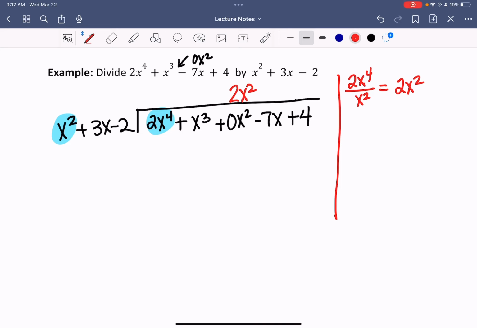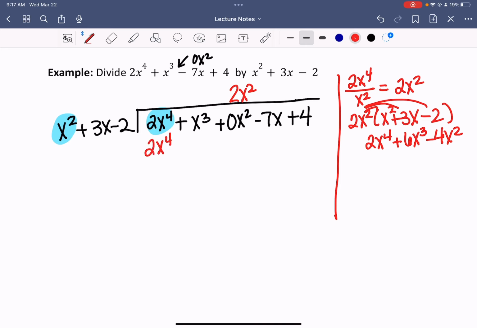Now I'm going to multiply. And again, if you need to say 2x squared times everything out front, no shame in doing some little scratch work over here to the side. I'm distributing this out. That gives me 2x to the 4th plus 6x cubed minus 4x squared. And that's what I'm going to place over here. 2x to the 4th plus 6x cubed, just lining up all my similar exponents. Minus 4x squared. Now I'm going to subtract this whole thing.